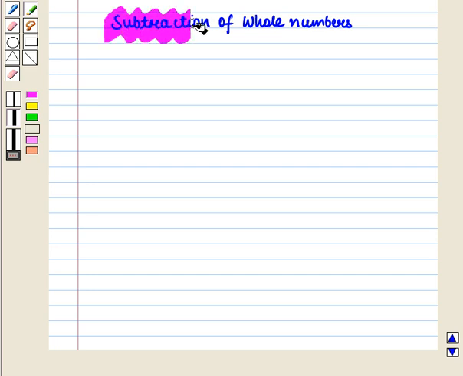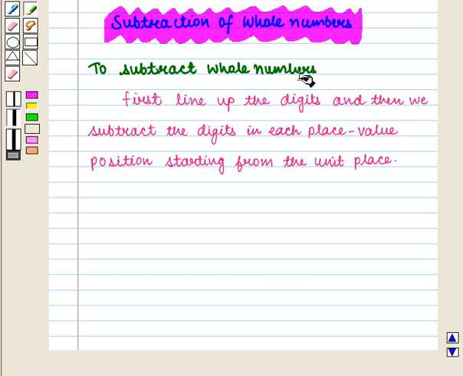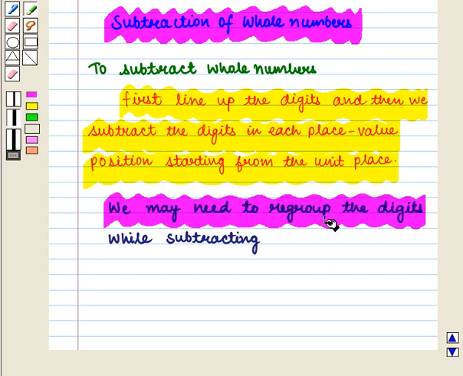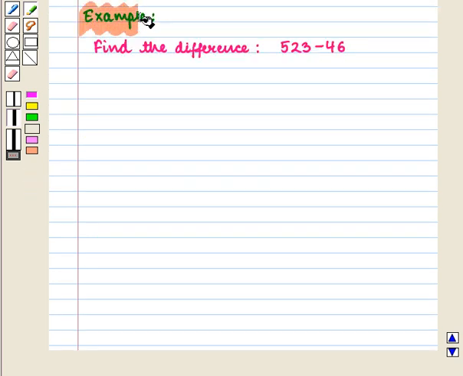Let us see how to subtract whole numbers. To subtract whole numbers, we first line up the digits and then we subtract the digits in each place value position starting from the unit place. We may need to regroup the digits while subtracting. Let us consider an example. Find the difference 523 minus 46.